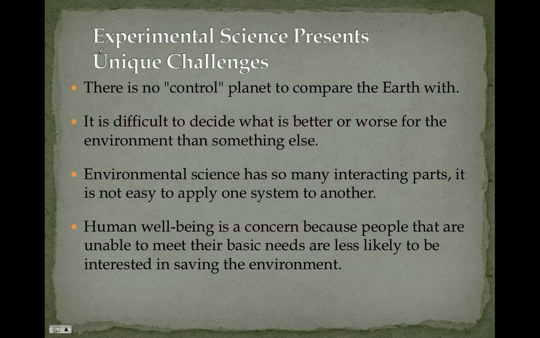So, environmental science, excuse me, I wrote experimental by mistake. So this should be: environmental science presents unique challenges. In environmental science, there's no control for our planet to compare Earth with. We do have some planets we can compare with, like Venus and Mars, when we talk about climate change and the composition of their atmosphere compared to ours, but it's really not the same. And so there's no control planet, and so it's difficult in terms of a global experiment to really define data and findings. It's difficult to decide what is better or worse for the environment than someone or something else.